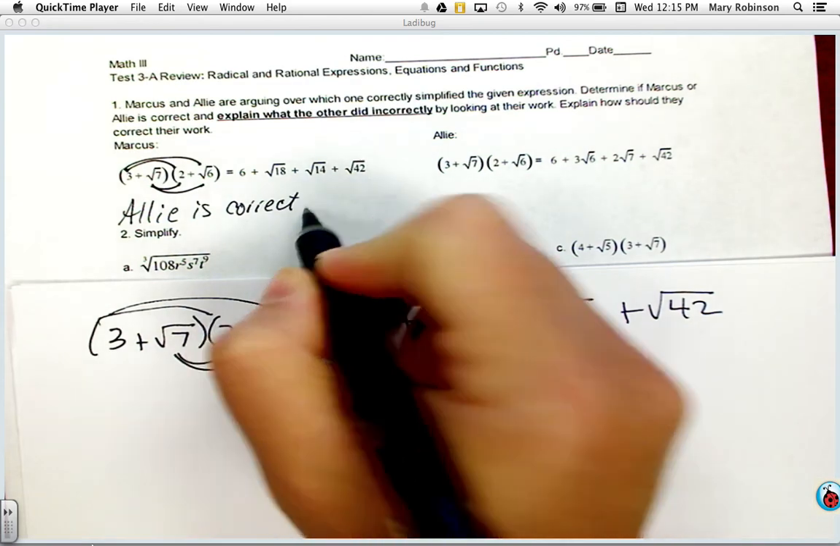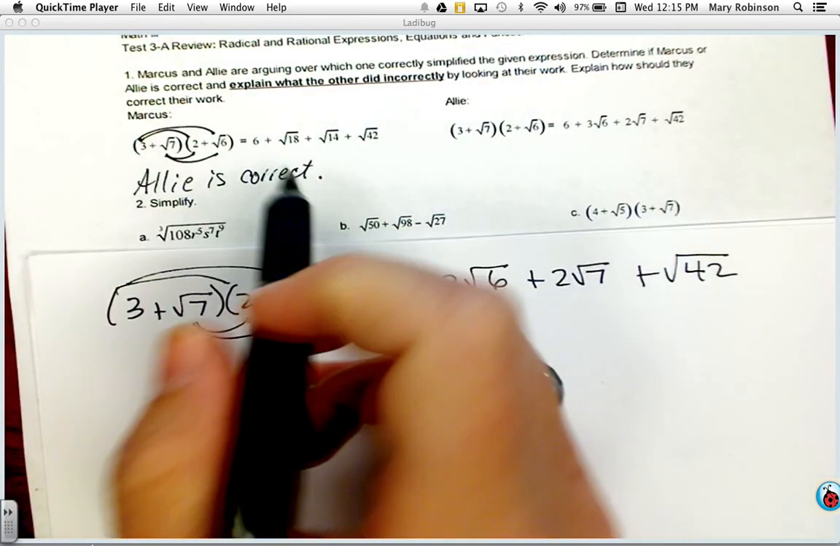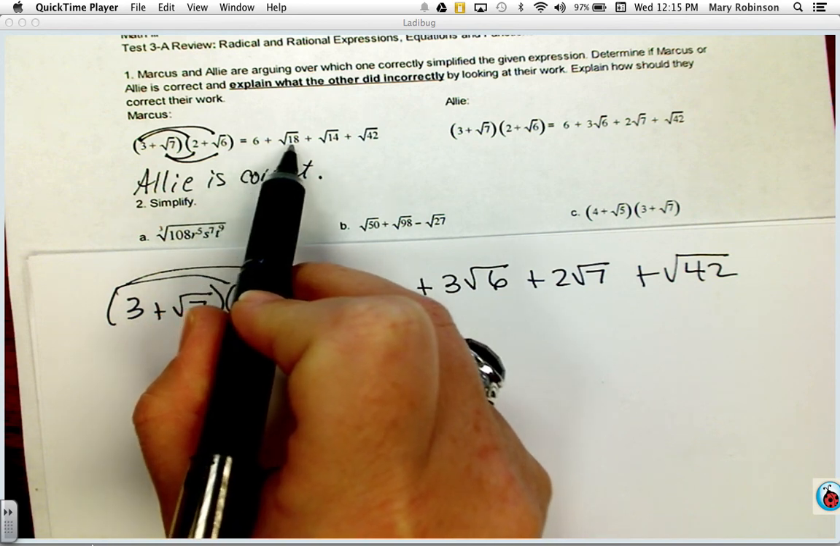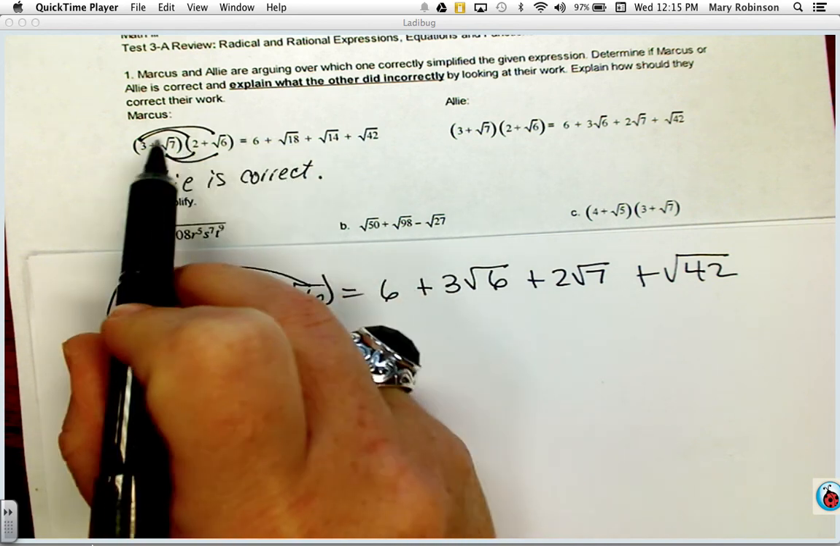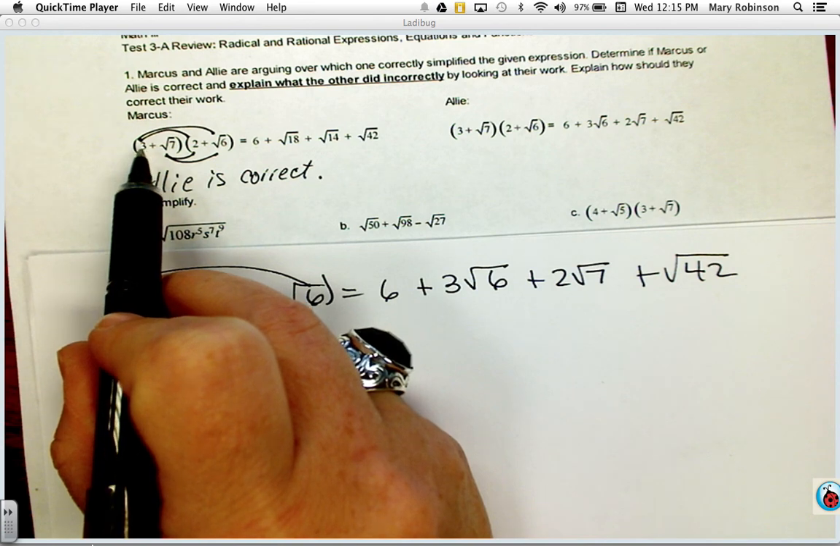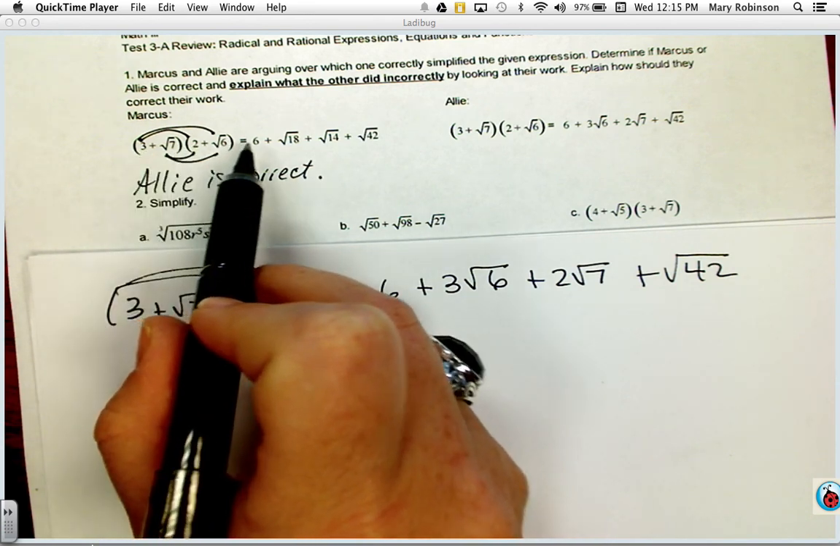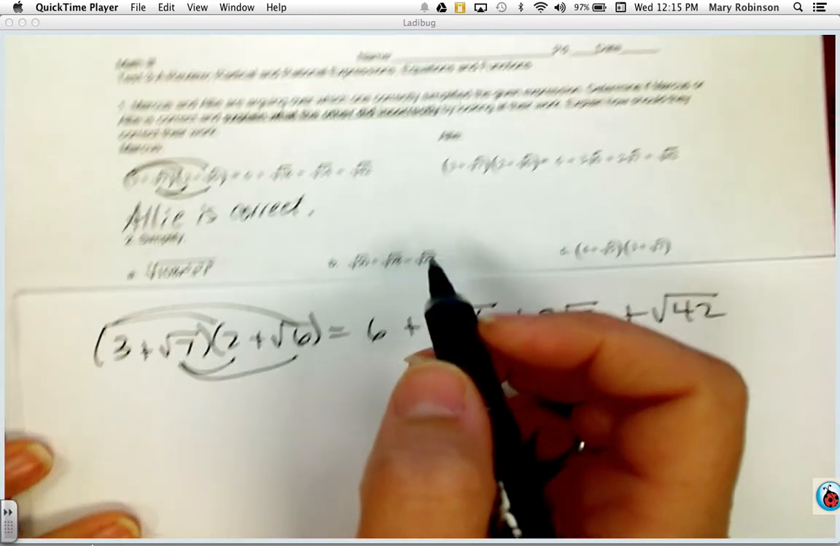And let's figure out what Marcus did wrong. So he did 3 times 2, which gives us 6. Here he has the square root of 18. Oh, it looks like he multiplied 3 times the square root of 6, multiplying the 3 and 6 together. And that's not allowed. So what should we state?